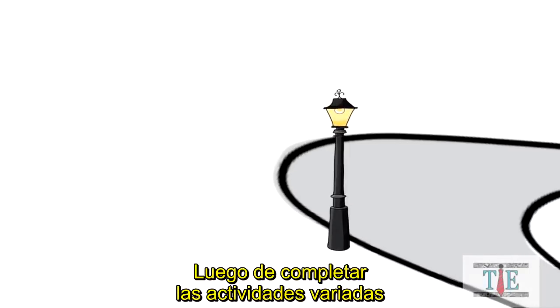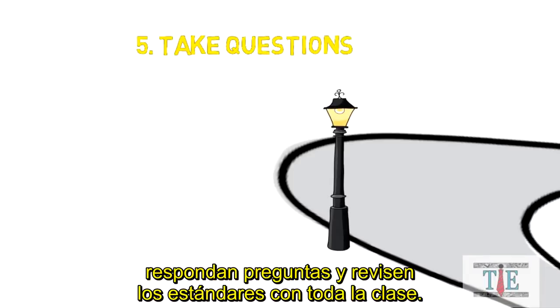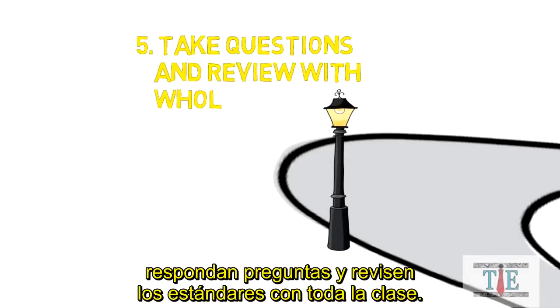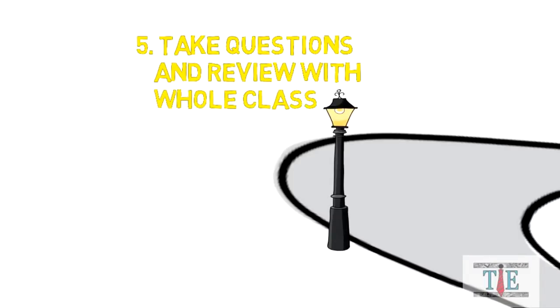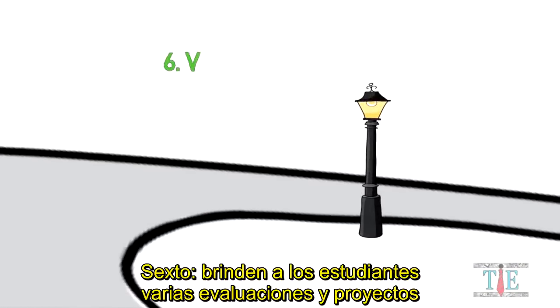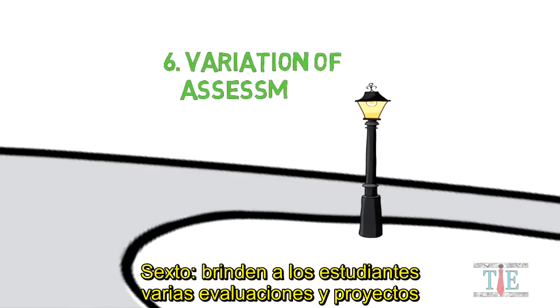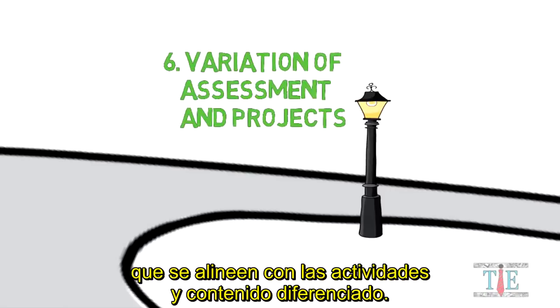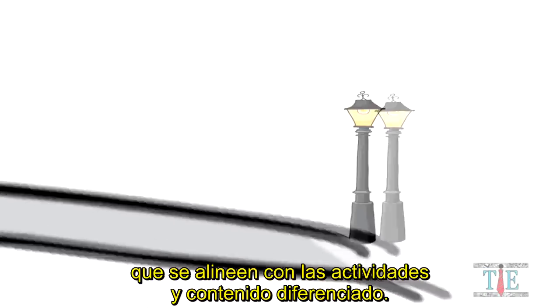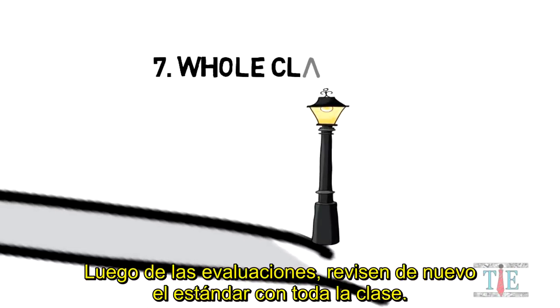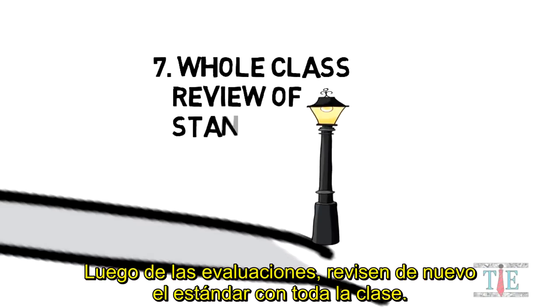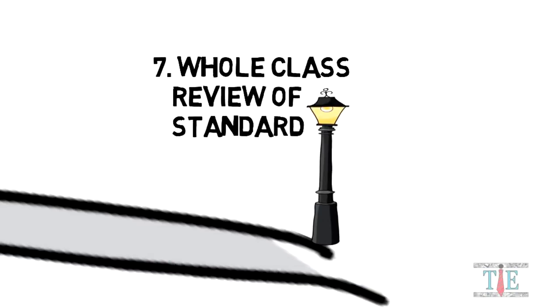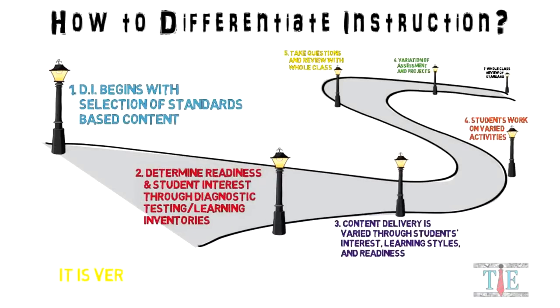After students complete the varied activities, take questions and review the standards with the entire class. Next up, provide students with various assessments and projects aligned to the differentiated activities and content. And the last stop, after assessments, again, review the standard with the entire class. You're still teaching an entire class.